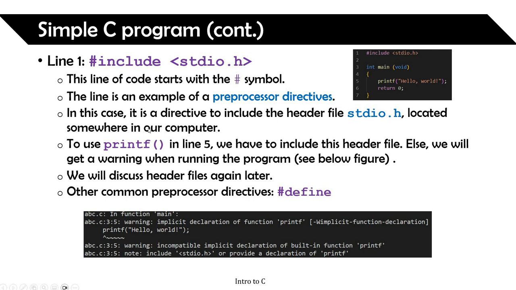Preprocessor directive means it actually tells the compiler to search for this header file. The header file name is stdio, standard input output, stdio.h. So whenever you see the extension .h, it means it is a header file. Inside this stdio is the standard input output functions.